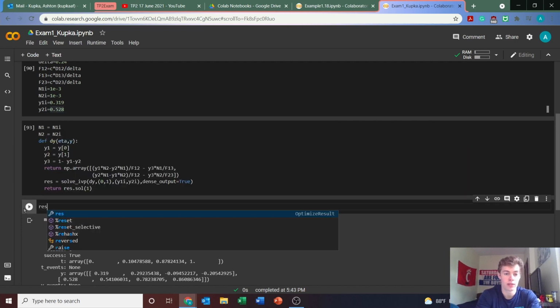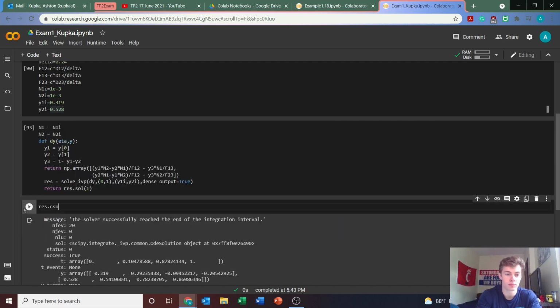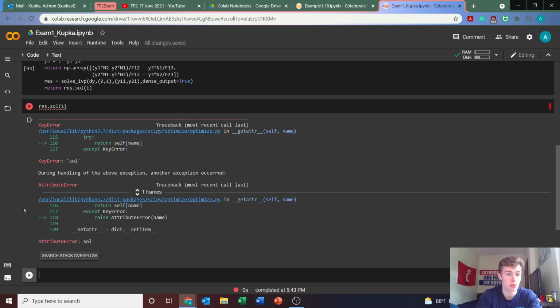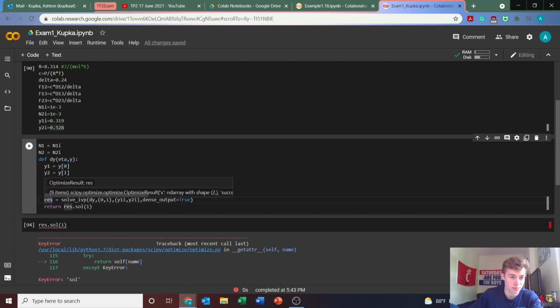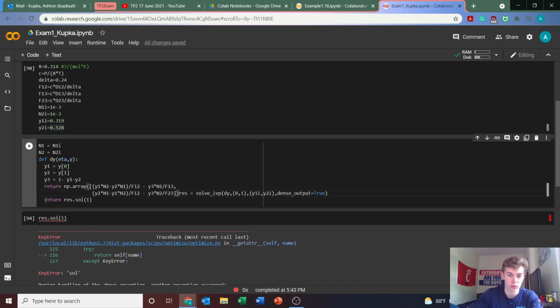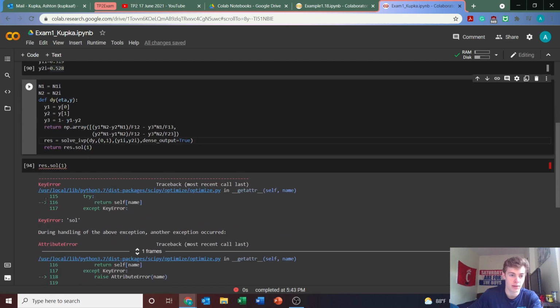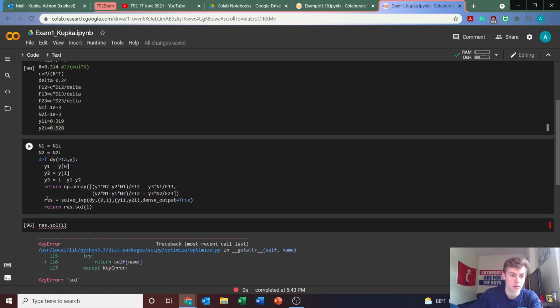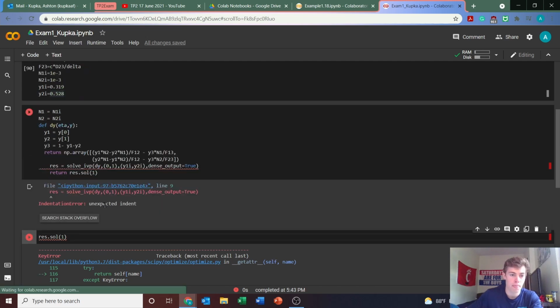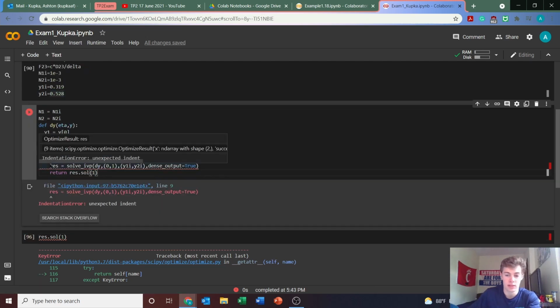It's going to go res.solve, and then we're going to say 1. We want that return value of 1. And we run into an error. Oh shoot. Tab that back over. Let's try that again. Unexpected indent.